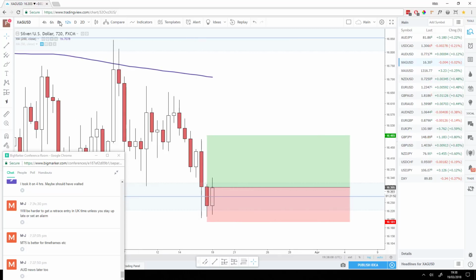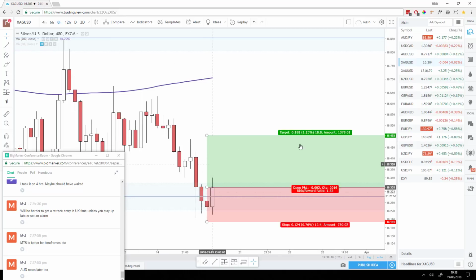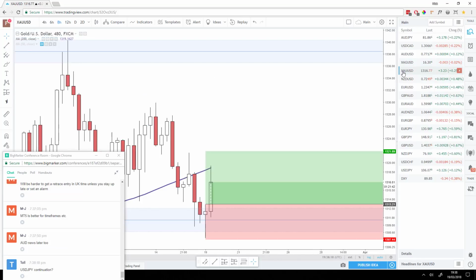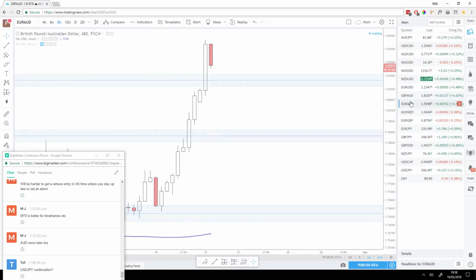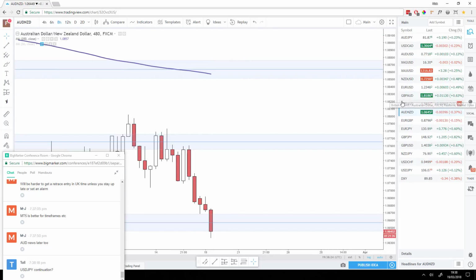Silver, I mean, I'm not going to trade this, but you might want to. Nice little long setup, but it seems like it's already triggered, so you'll be getting in on a retrace. So I would say that you have to enter quite quick. Other than that, yeah, there's nothing else, really.